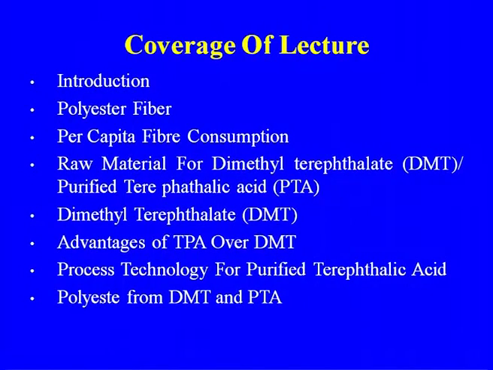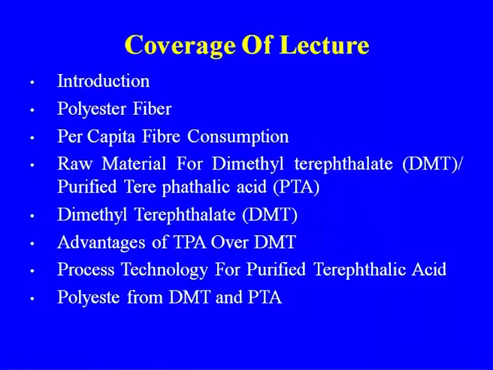Because now most of the polyester units that were using DMT have either been closed or shifted to TPA as a raw material. So for the process technology of purified terephthalic acid, we will also discuss the various routes available. Two important processes are available, the Mobil and AMCO processes, one based on crystallization and the other on crystallization and sublimation for purification.